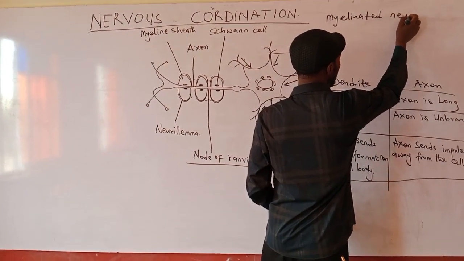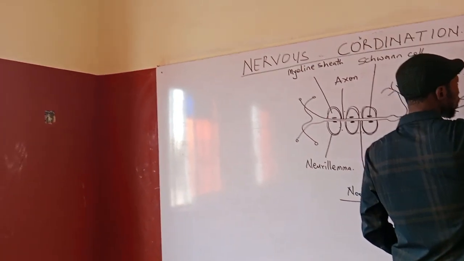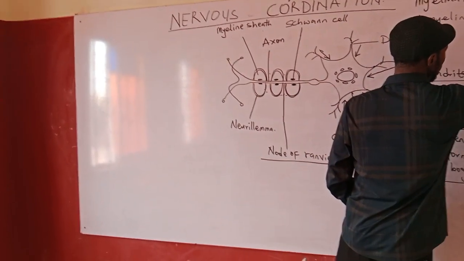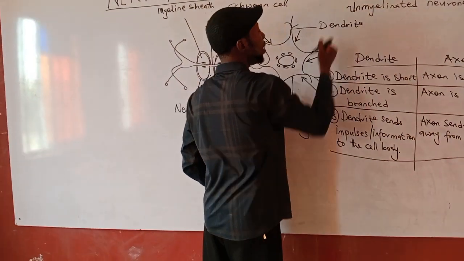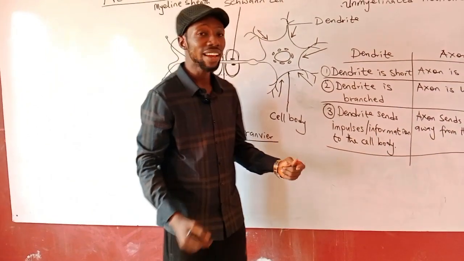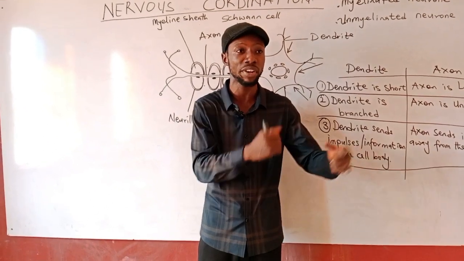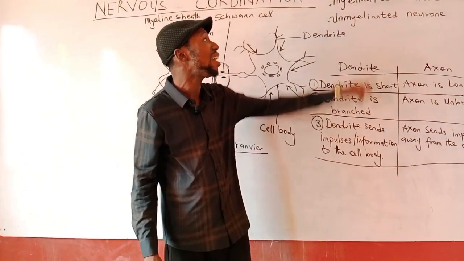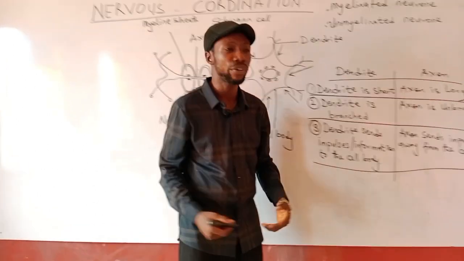Myelinated neuron and unmyelinated neuron. Okay? This is neuron with myelin sheath. This is neuron without myelin sheath. Because the function of the myelin sheath in the neuron is to make the transmission of impulse very fast, that means transmission of impulse is faster in the myelinated neuron than the unmyelinated neuron.